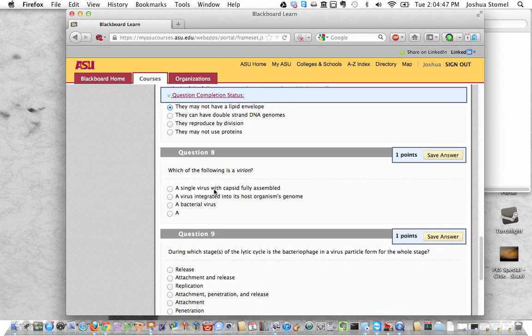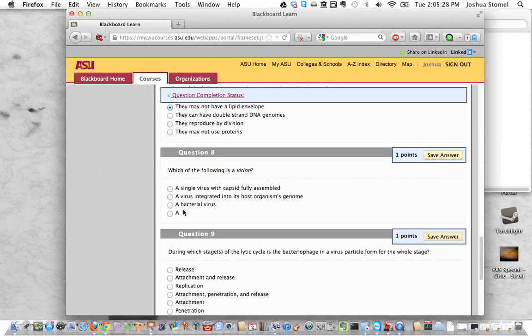So question 8. Which of the following is a virion? And one of the answers didn't come through here. I think it ended up somehow getting moved to the feedback section, but that wasn't the correct answer anyways. So, which of the following is a virion? A single virus with a capsid fully assembled, a virus integrated into its host's genome, a bacterial virus, or I think this was supposed to say a small virus.